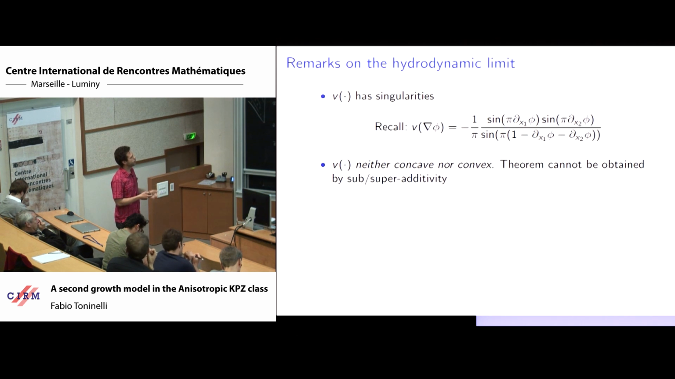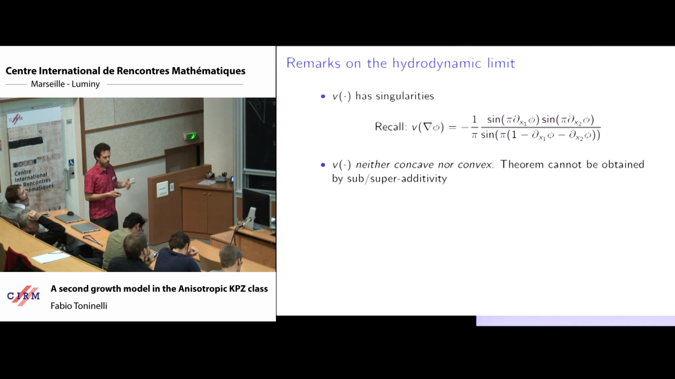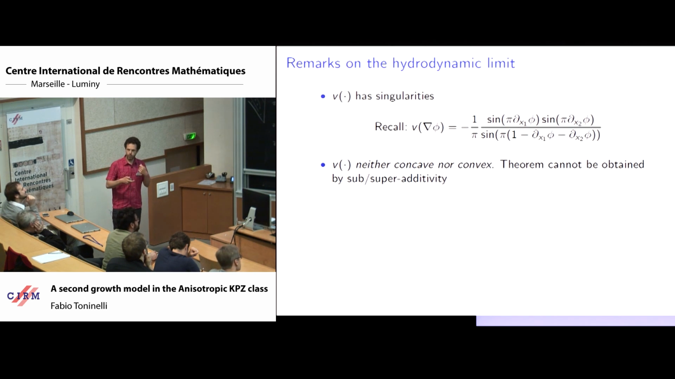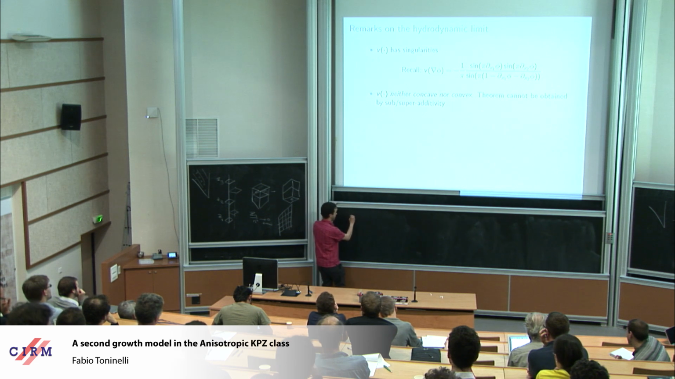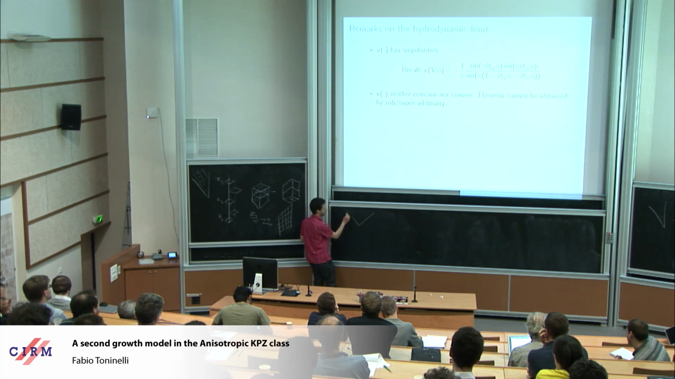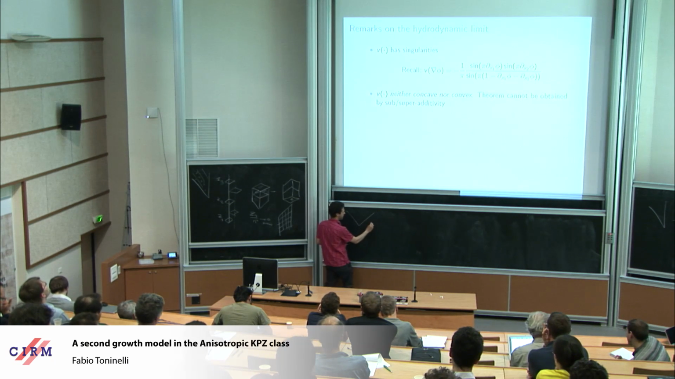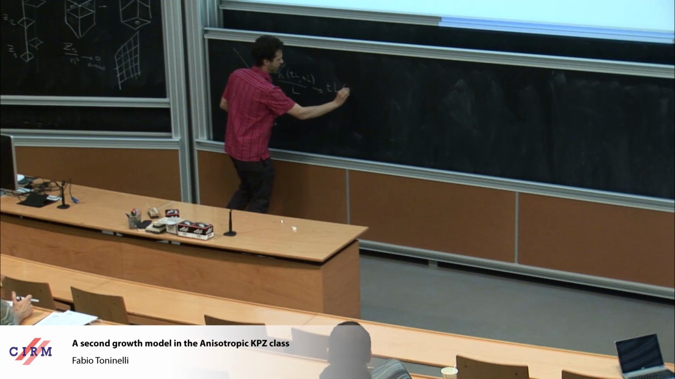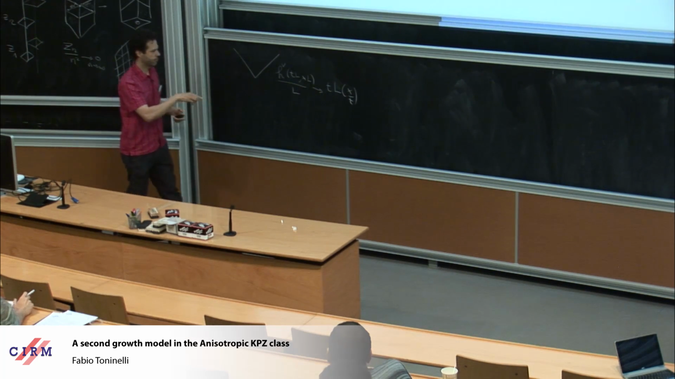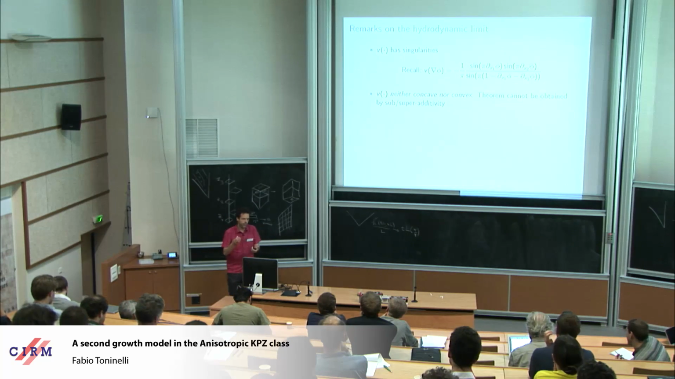The second observation is that this V is neither convex nor concave. You can check. So the theorem cannot be obtained by a superadditivity type argument. So for the single flip dynamics, the typical thing you do is, let's say I'm doing TASEP in one dimension. If I start from this wedge initial condition, it's very easy to prove by superadditivity that the height function started from this at time tL, space xL, over L converges to some t times L of x over t, where L is a convex function, just by essentially superadditivity.